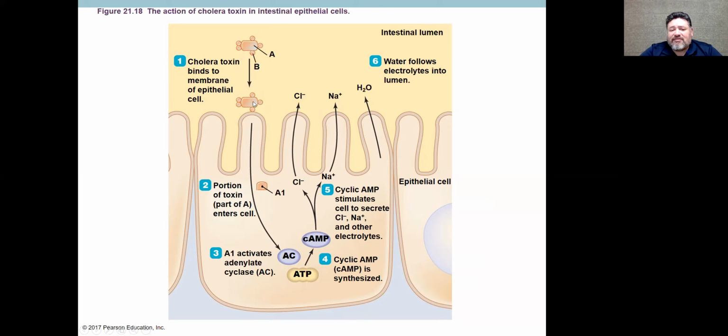Once it attaches to the microvilli, it cleaves itself, allowing a subunit called A1 to enter the epithelial cell. Once inside the epithelial cell, A1 activates an enzyme inside the cell called adenylate cyclase.